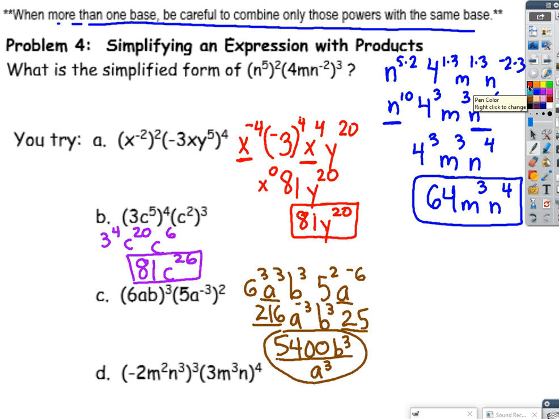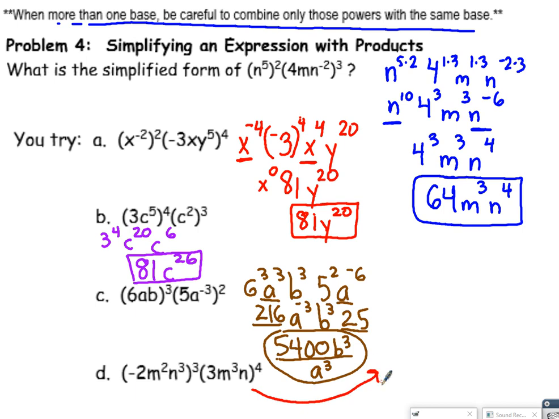Letter D. Negative 2 cubed. Negative 2 cubed. M to the 6th, 2 times 3. N to the 9th, 3 times 3. 3 to the 4th. M to the 12th, which is 3 times 4, and n to the 4th.